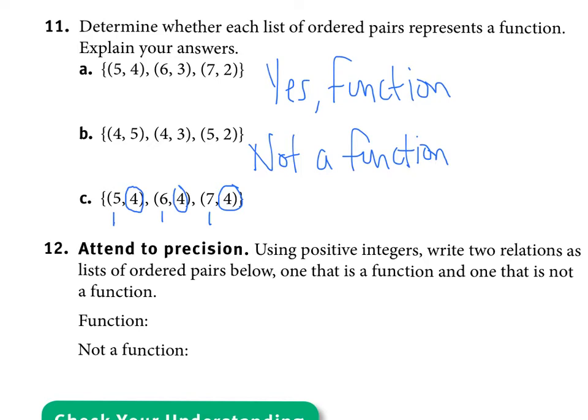So you only look at the inputs and see if there's any repeating. If you look at the inputs, there are no repeating ones. That means that each input is giving you a separate output. So this, yes, function.